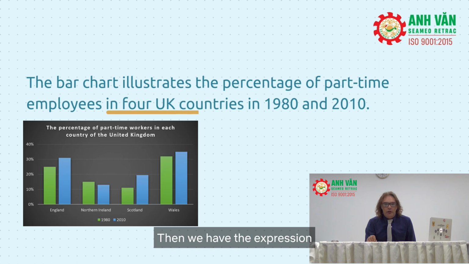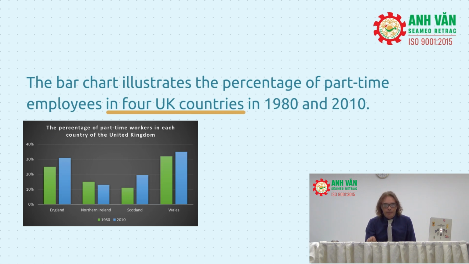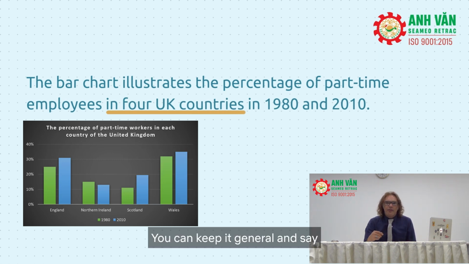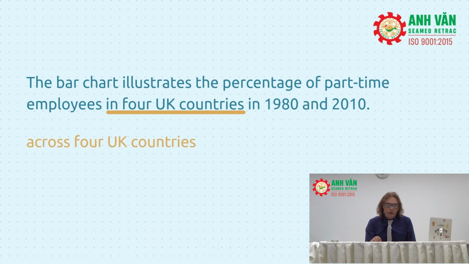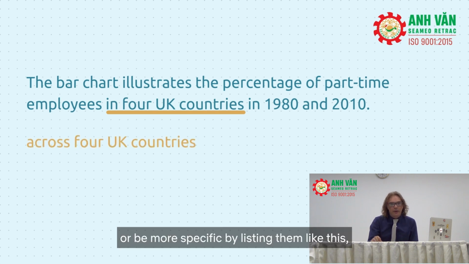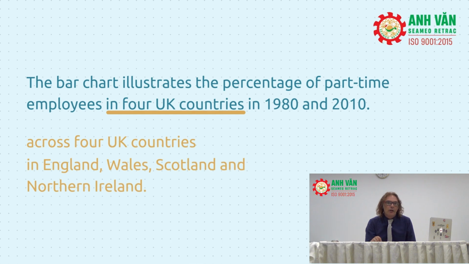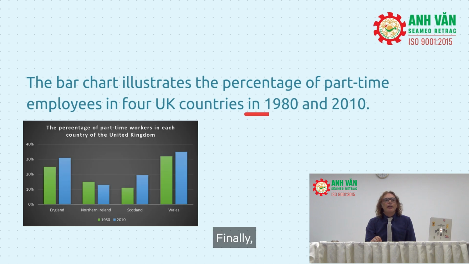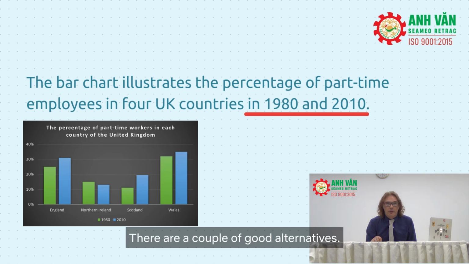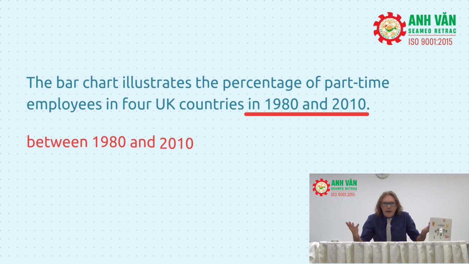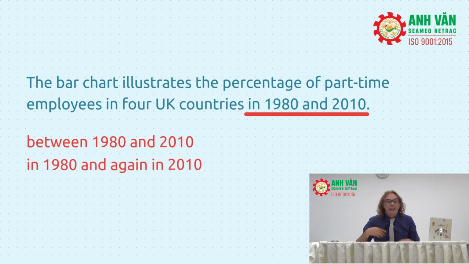Then we have the expression in 4 UK countries. You could keep it general and say across 4 UK countries, or be more specific by listing them like this: in England, Wales, Scotland, and Northern Ireland. Finally, notice the time reference in 1980 and 2010. There are a couple of good alternatives. You can say between 1980 and 2010, or in 1980 and again in 2010.